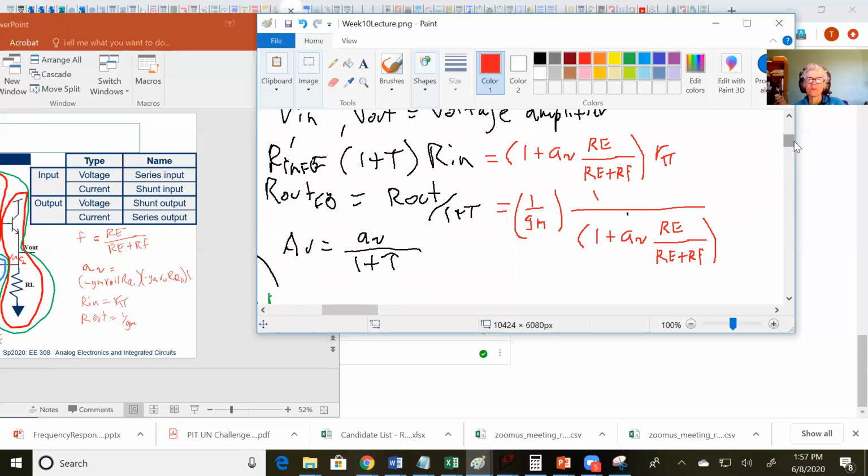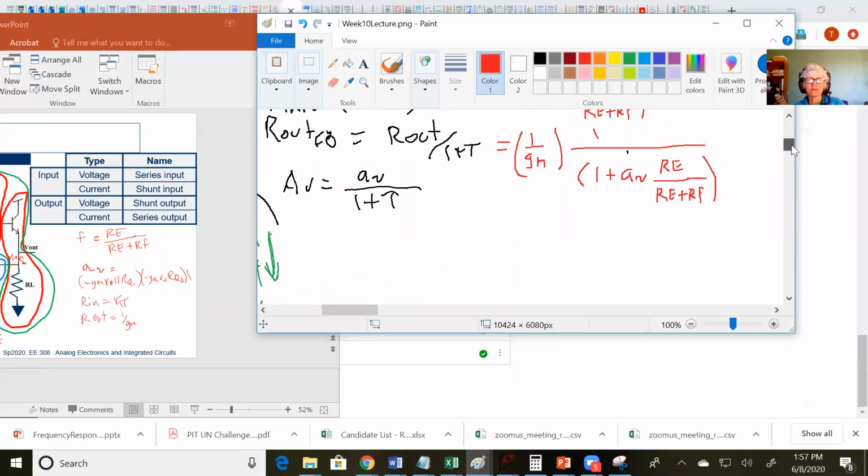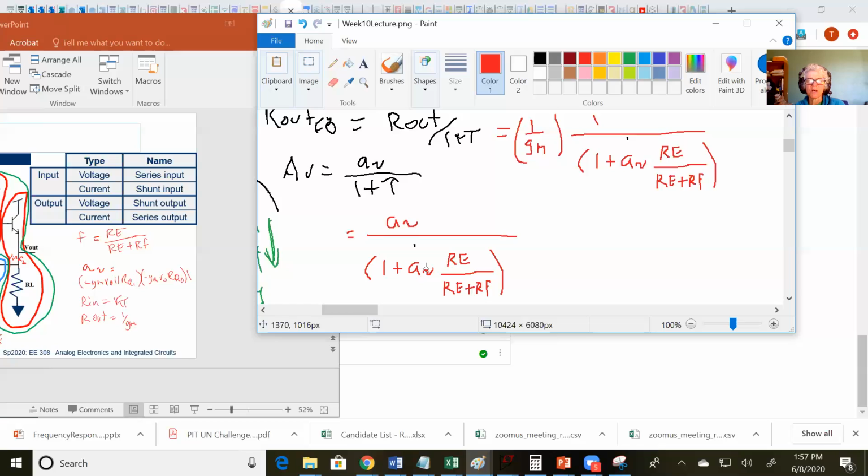And then for your gain, what happens is your original AV gets divided by this 1 plus T. But this term right here, AV times RE over RE plus RF, is probably going to be much bigger than 1.